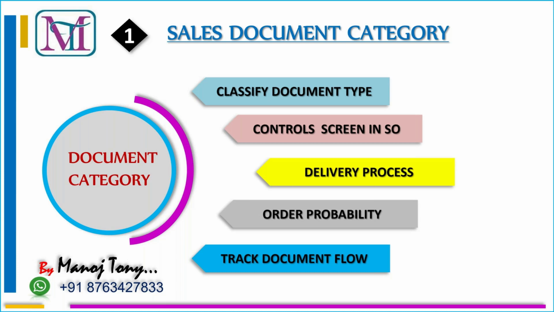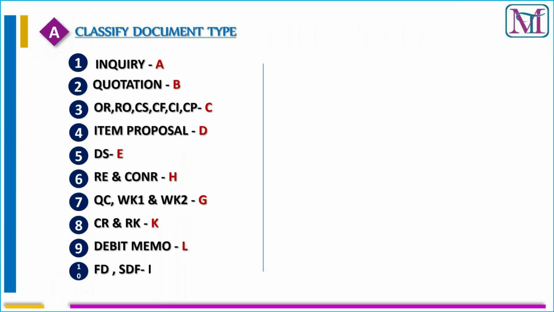We'll discuss one by one. First, it will classify the sales document type, whether it is inquiry, quotation, or standard sales order. That will be classified by your sales document category. So here you have to remember the document category for each sales document type. For inquiry, document category is A, quotation B. Standard sales order, rush order, cash sale, consignment fill up, consignment issue, consignment pickup, document category is C.